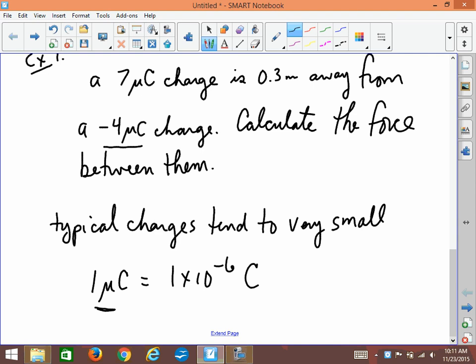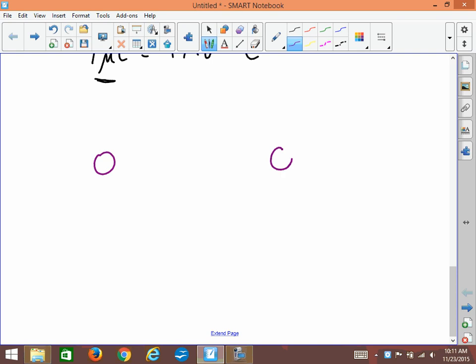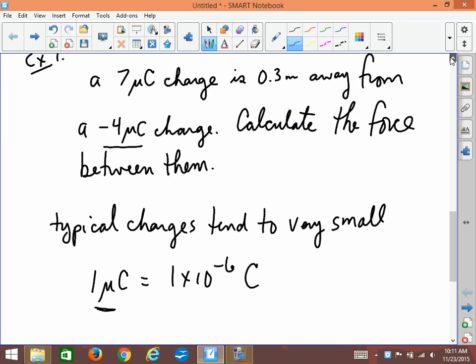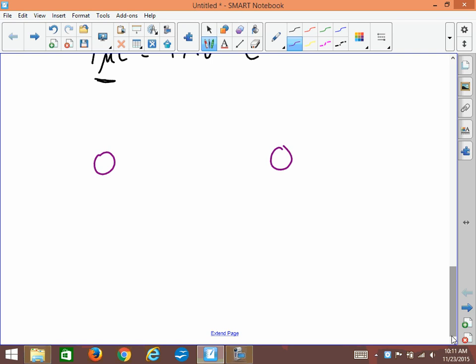Let's draw ourselves a little picture. And again, we'll just set it up linearly, left and right. Here is 1 charge, and here is the other charge. We have to check the signs. 1 charge is +7, and the other is -4. So we'll just choose that the +7 will go here, and the -4 will go here. And that's the reference frame we look at it from. But you can easily flip it around, it wouldn't matter, as you'll see.